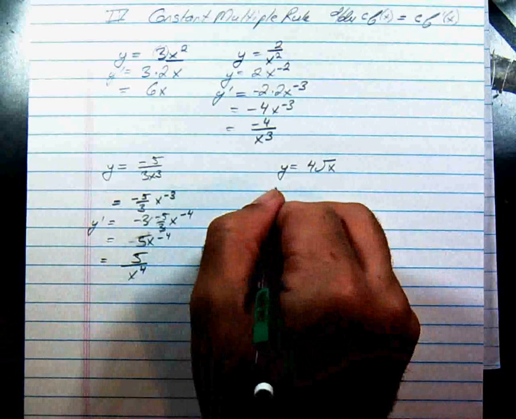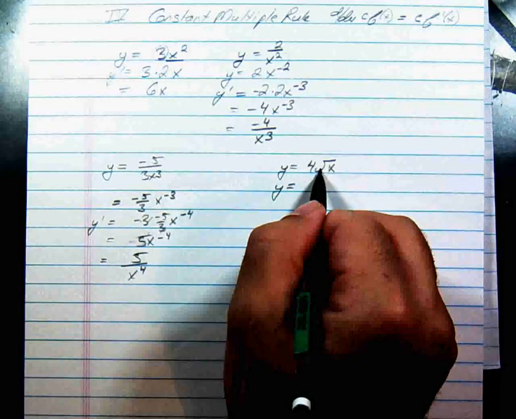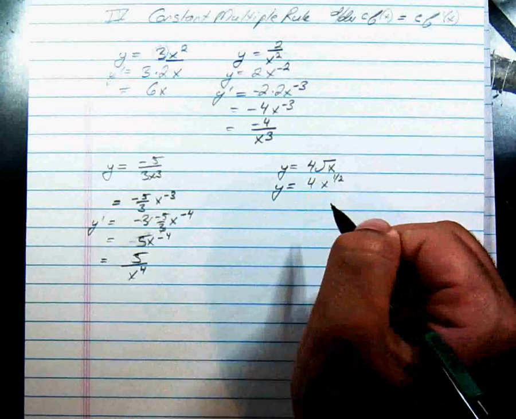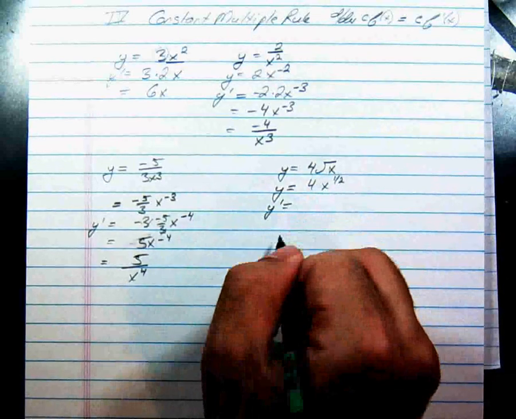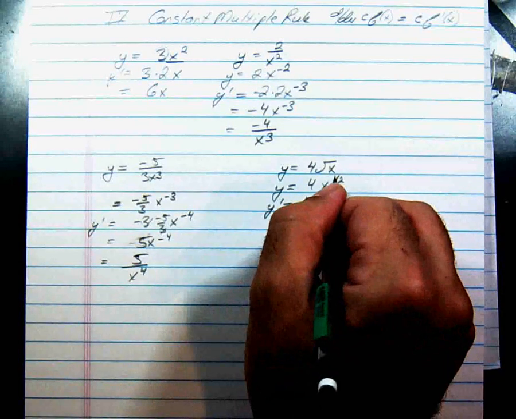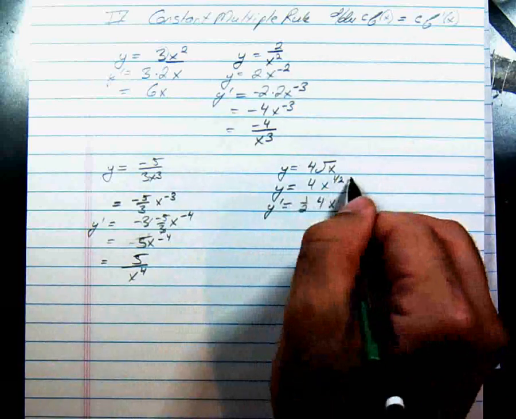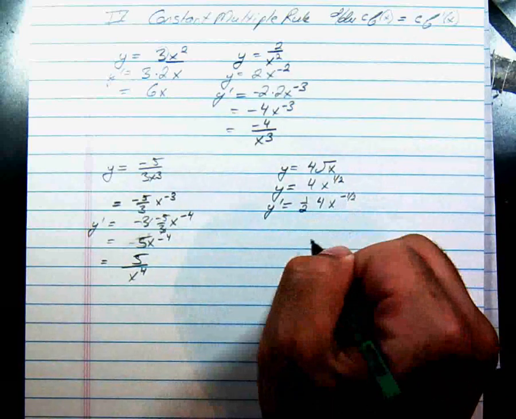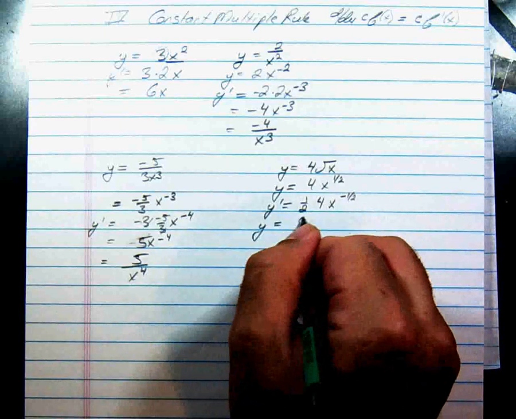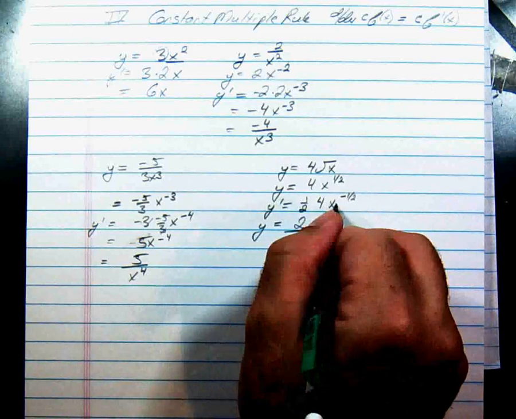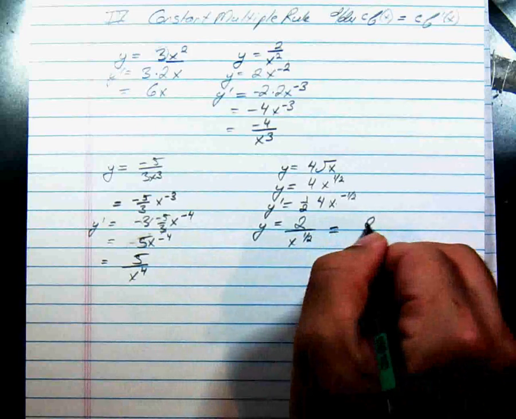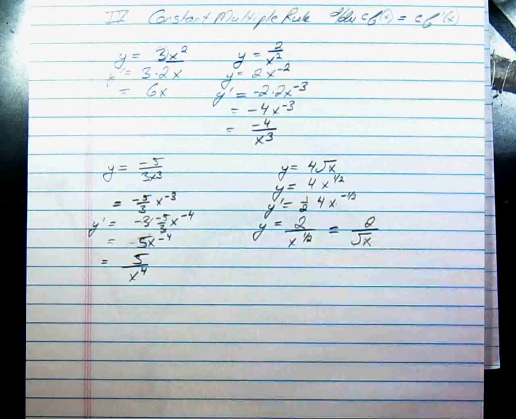Over here, let's go from radical notation to rational exponent notation. So this is the same thing as 4x to the 1/2 power. So y prime, I'm ready to differentiate. The 1/2 comes in front, times 4x subtract 1/2 minus 1, well that's 2/2. So 1/2 minus 2/2 is negative 1/2. Now we just have to simplify this. The 1/2 times the 4 gives you 2 over x to the 1/2 power, and that's the same thing as 2 over the square root of x.